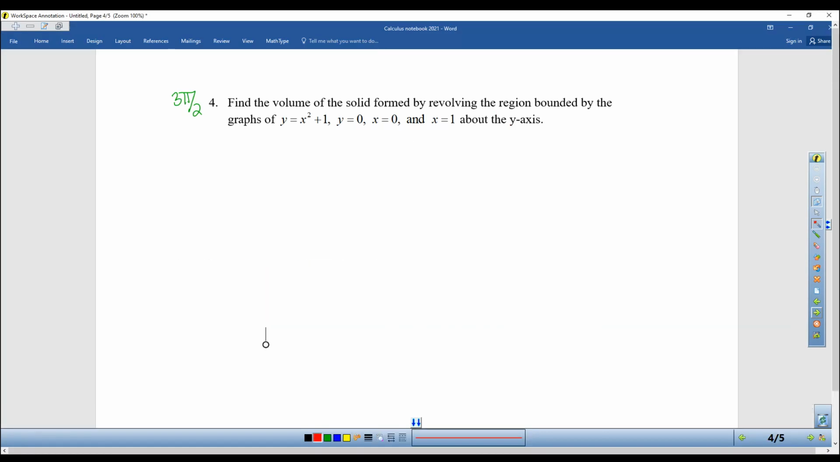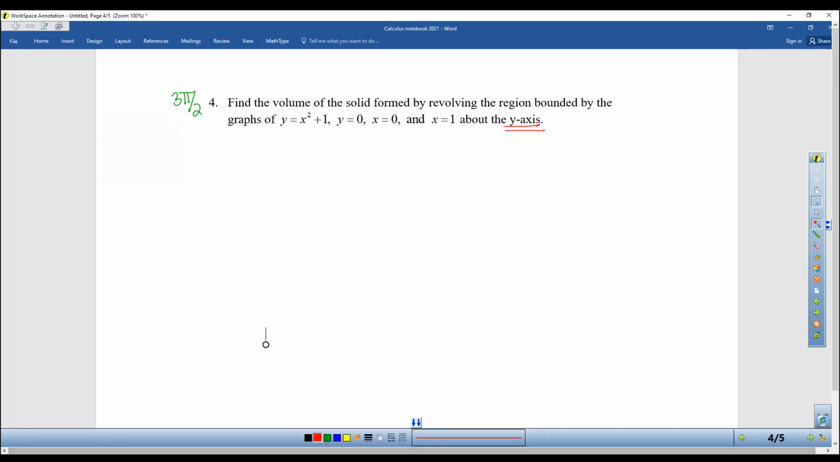Number 4. Find the volume of the solid formed by revolving the region bounded by the graphs of y is equal to x squared plus 1, so an upward parabola that's been moved up 1, y is equal to 0, x is equal to 0, and y is equal to 1 about the y-axis.